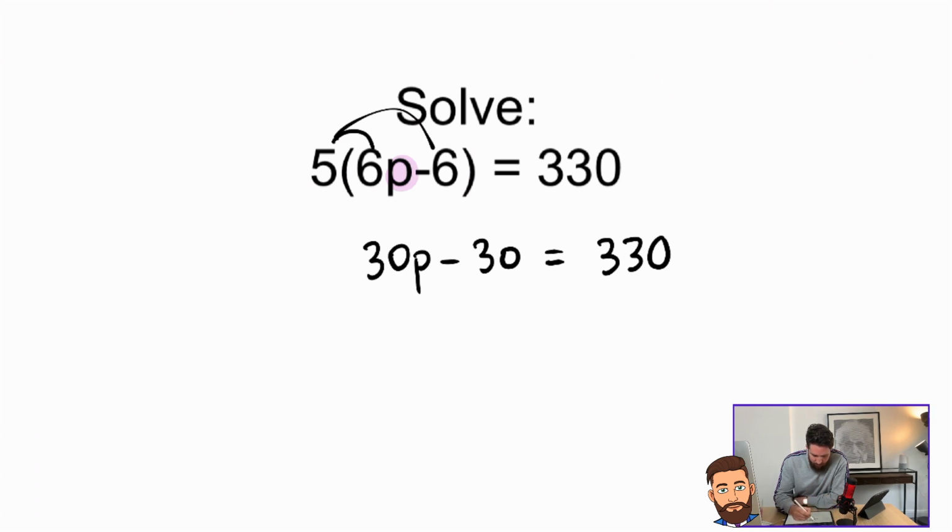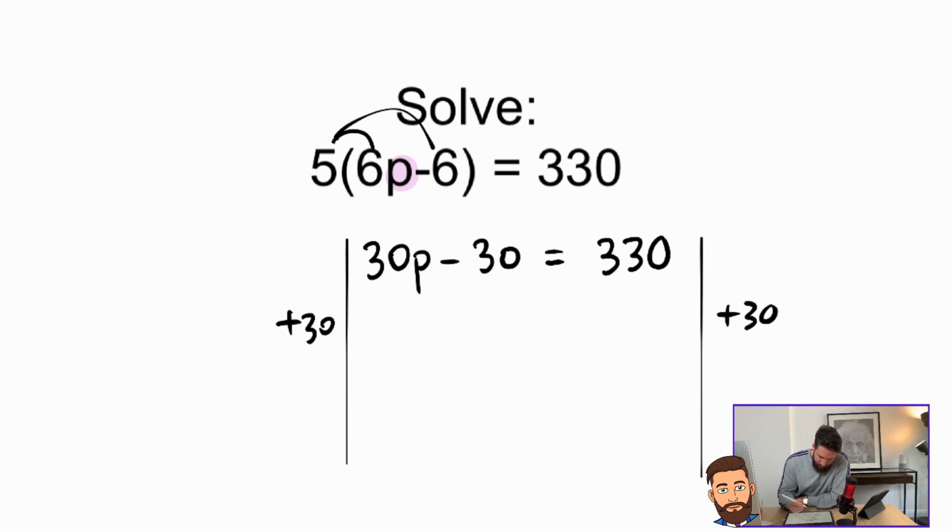Then it's the same steps as last time. We always do the opposite. You always do it to both sides. The first thing we should have got rid of here is that minus 30. The opposite of minus 30 is plus 30, which will leave you with 30p on this side because we've just got rid of that minus 30, and we have to remember to add it onto this side. It's just going to give you 360.